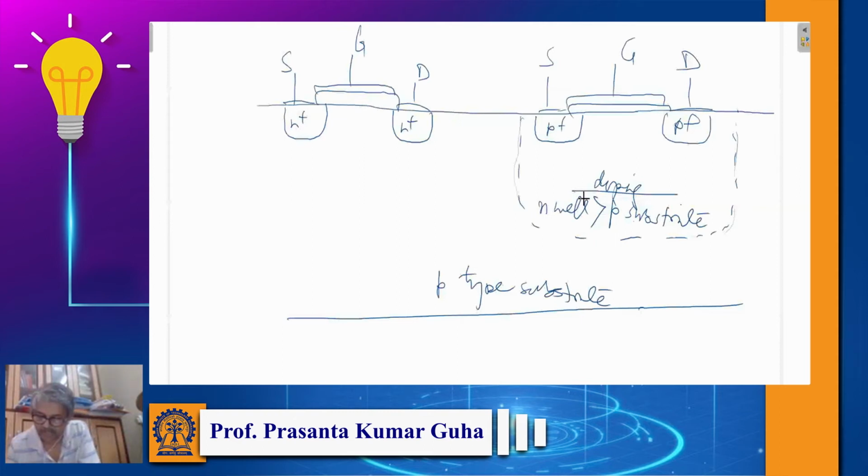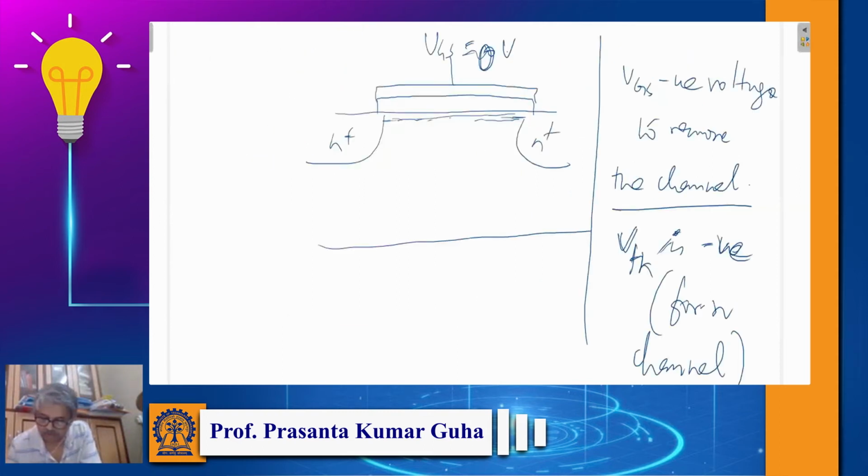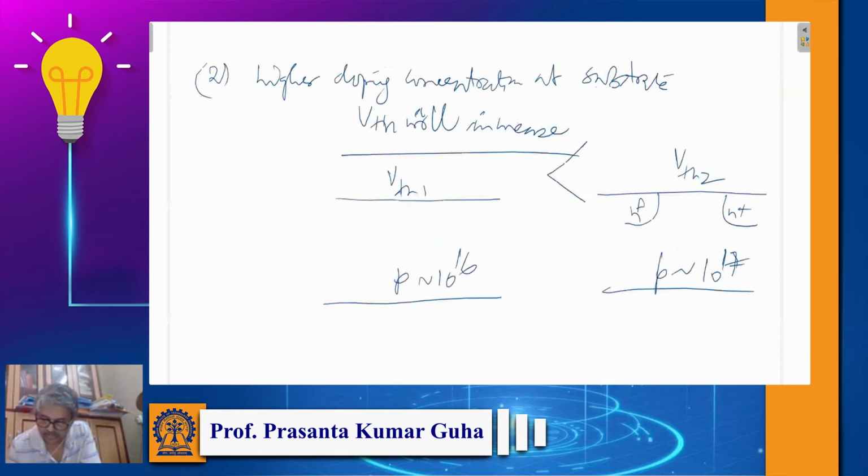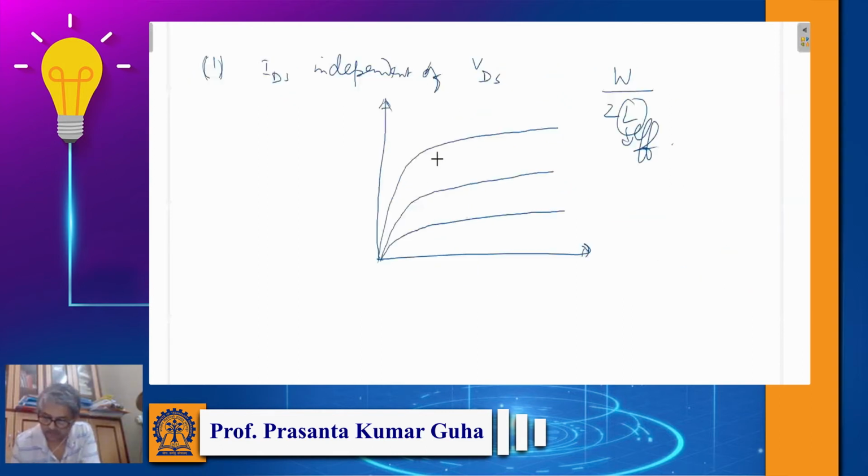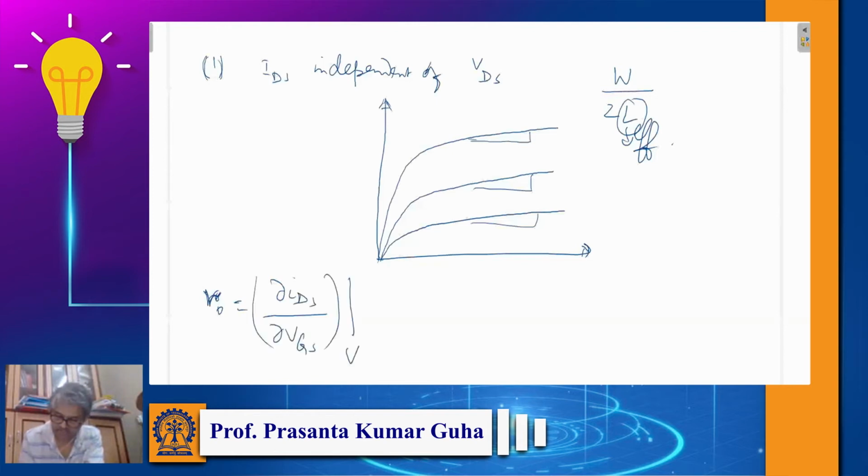And as I said, although this IDS-VDS curve is not flat, there will be a slope, a finite slope and finite output resistance, which we also have seen in case of BJT, and this output resistance can be calculated in the same way we did in case of BJT.